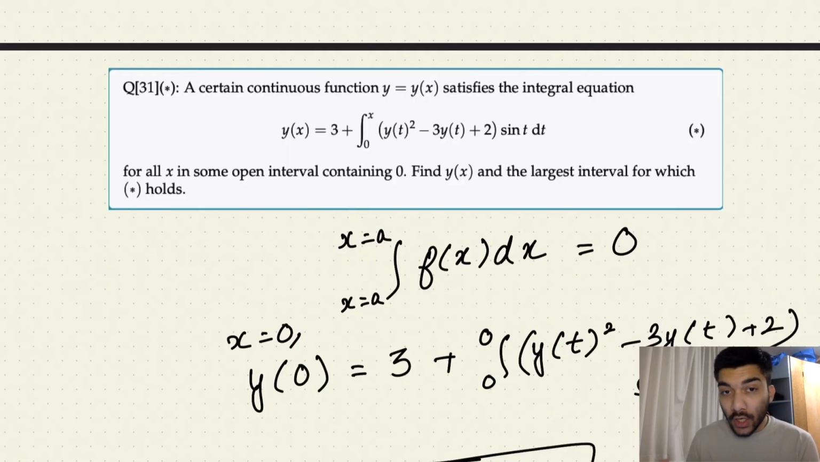Since this is a longer problem, let's divide this video into two parts. In this video we have identified the y function in terms of x. Let's solve for the largest interval in the next video. So stay tuned for that.